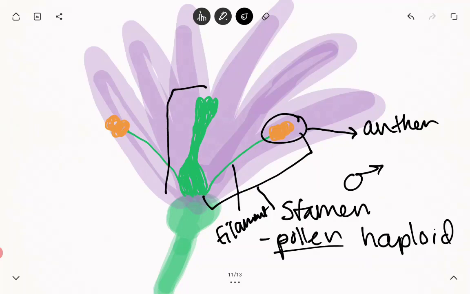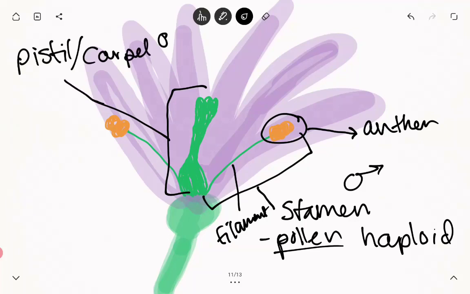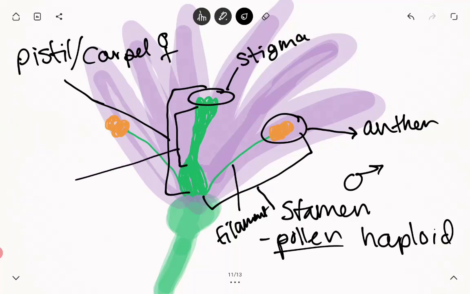This middle structure, this is what we call the pistil or the carpel. Both terms are technically correct. This represents the female reproductive structure. So we have multiple pieces here. We have this top area right here. We call this the stigma. This section right here, we call that the style. And this region right here, we call that the ovary.